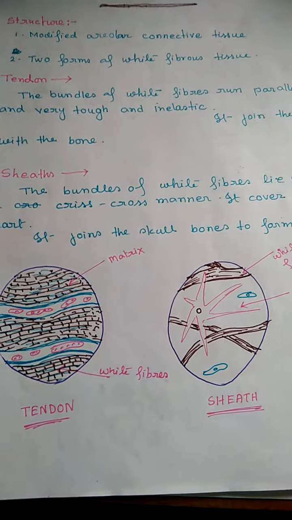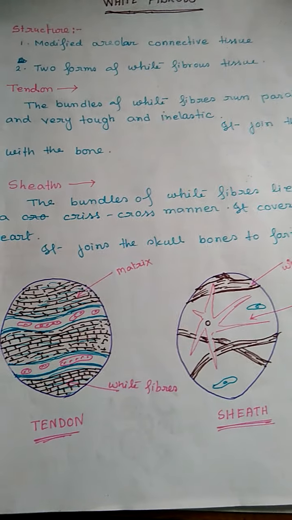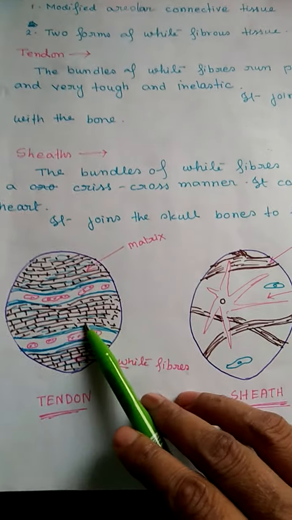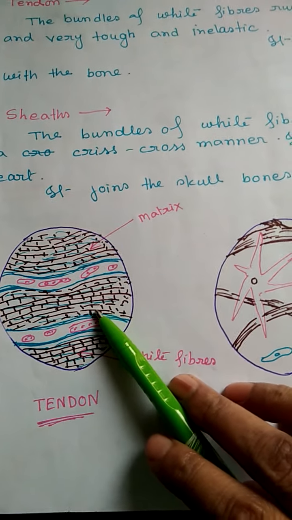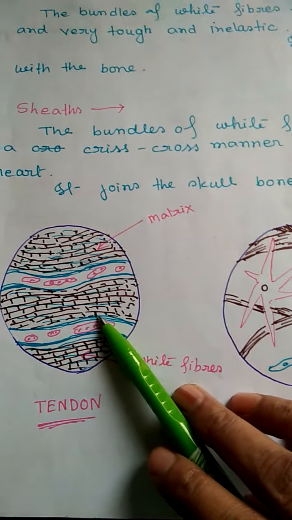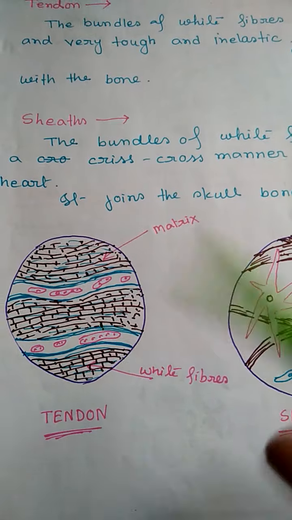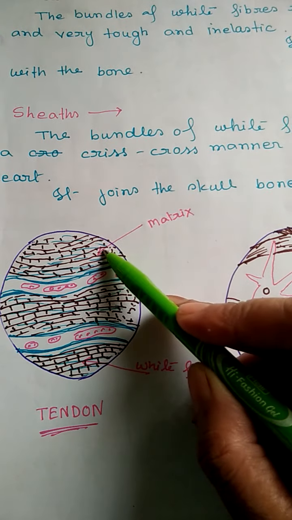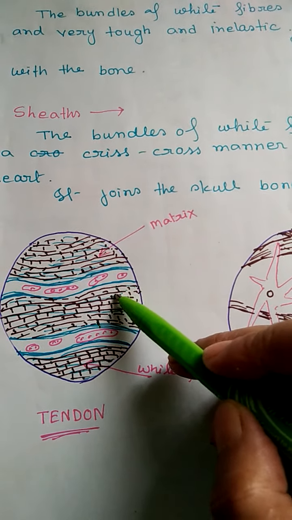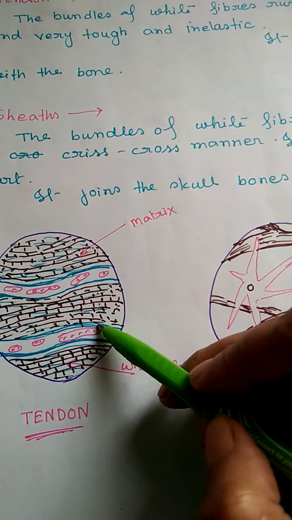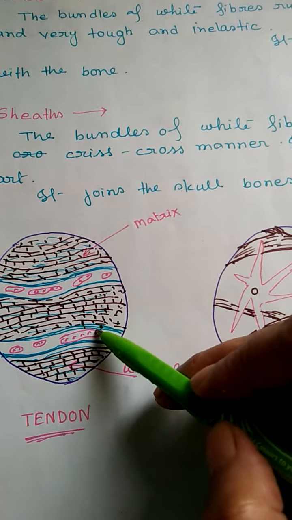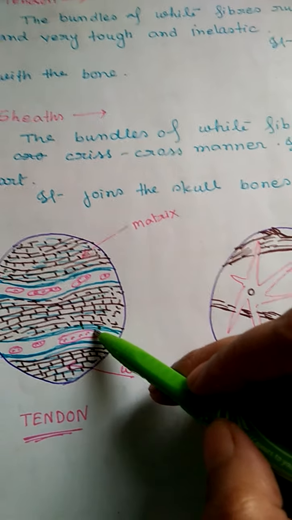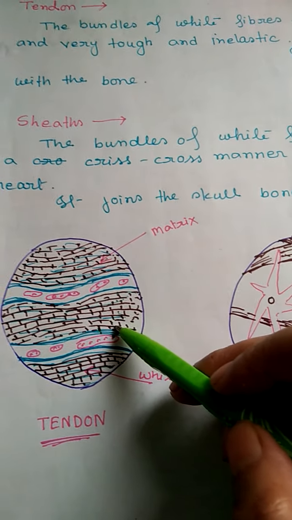Next is white fibrous tissue, which is of two types: one is tendon, another one is sheath. In the tendon, the bundles of white fibers run parallel, with matrix in between. These bundles run parallel and are very tough and inelastic in nature. They join muscles with bone, as all of you know.